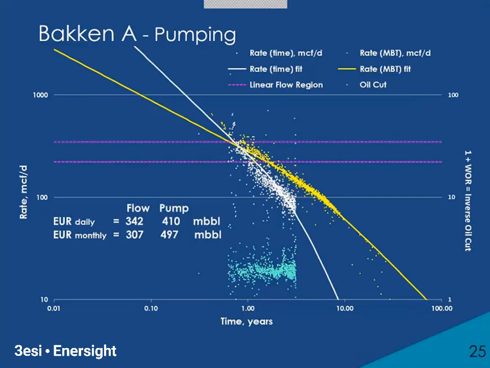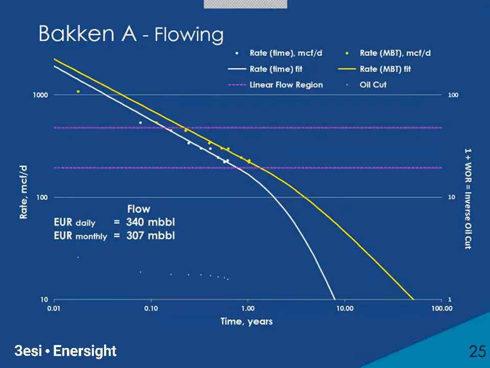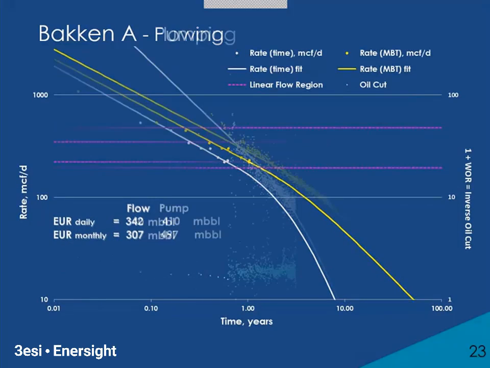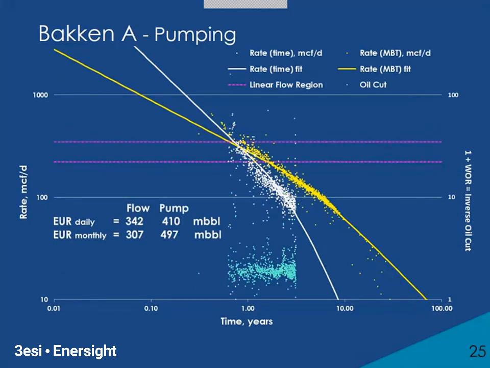So now we're into pumping data. And using the pumping data, I end up with a solution of, whoop, I'm not sure what happened there, but using the pumping data, I end up with 410,000 barrels and 497,000, depending on which data I use. It's in the right direction. We've added a pump. We ought to see more recovery.